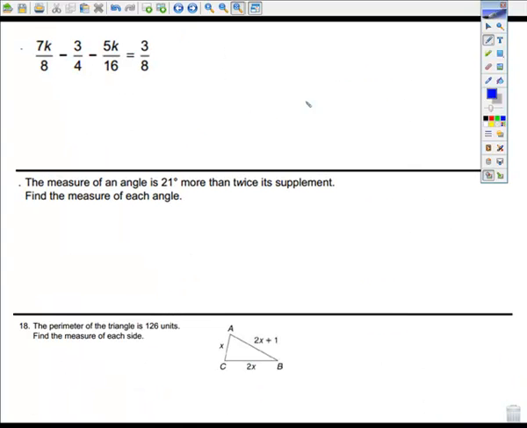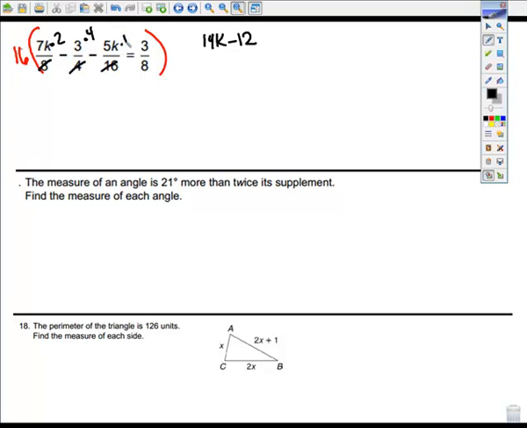Ooh, another one with fractions. Yay us. You can never get too much practice with fractions. The common denominator of 8, 4, and 16 is 16. So here we go. 8 divides into 16 2 times. 7k times 2 is 14k. 4 divides into 16 4 times. Negative 3 times 4 is minus 12 up here.